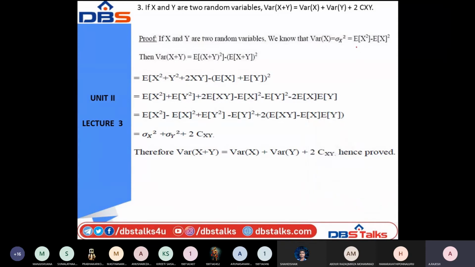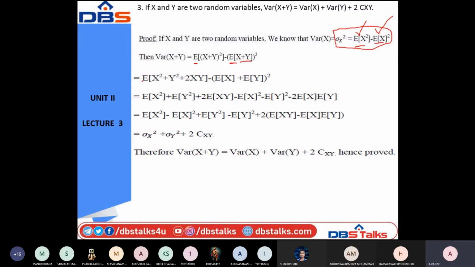See here, E of X square minus E of X whole square. See the difference, there is a difference between these two things. This one is different from this one. Then variance of X plus Y is equal to E of X plus Y whole square minus E of X plus Y whole square. Here we don't have a square for E, here we have square for both E and X plus Y.